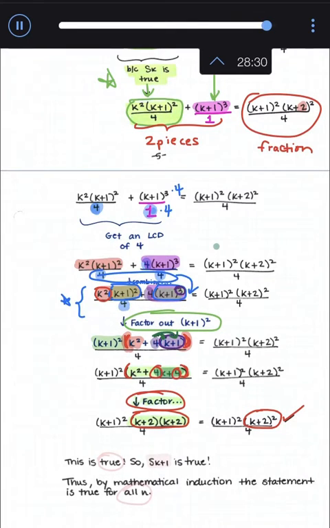So what did we just show? We showed it was true for k plus 1 by assuming it was true for just k, which is all you need to do. So what does this mean? This means that mathematical induction showed that this statement is true for any n that you could possibly think of.